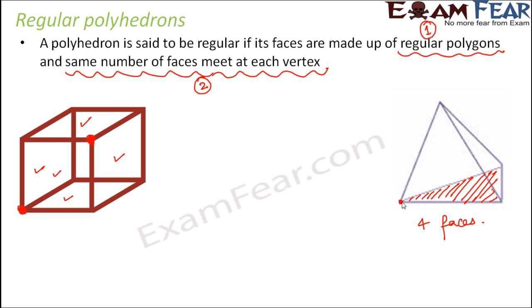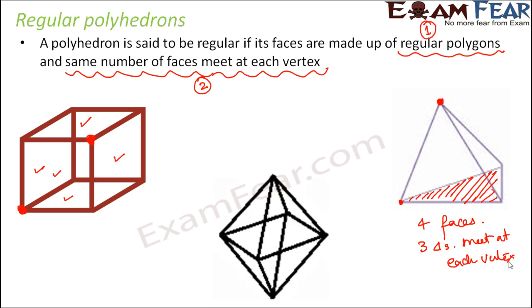The second criteria says that at each vertex, the same number of faces must meet. So let's consider this vertex. This vertex is shared by how many faces? The front triangle, the back side triangle and the base triangle. So 3 faces meet at this point. Similarly, at this point, all the 3 triangles which are going up meet here. So in this case, 3 triangles or 3 faces meet at each vertex. So it satisfies both the criteria and therefore it is a regular polyhedron.